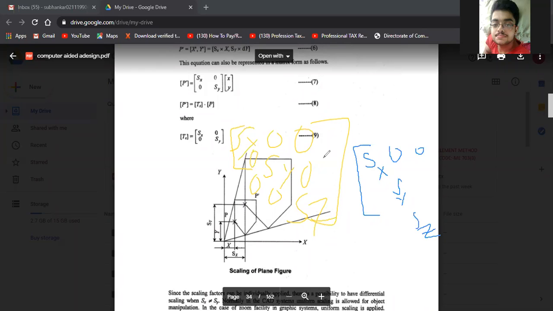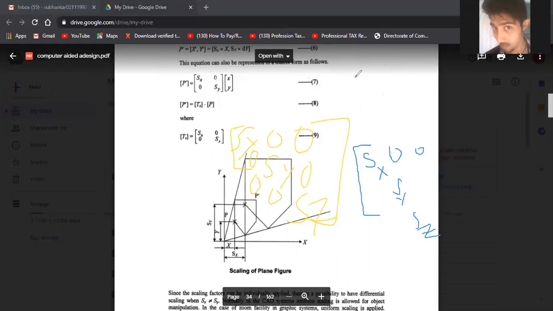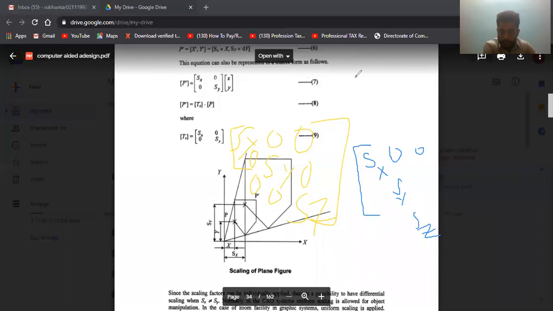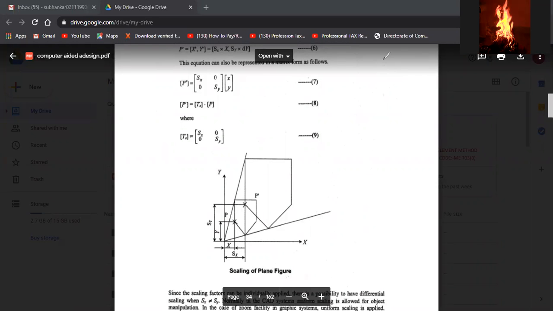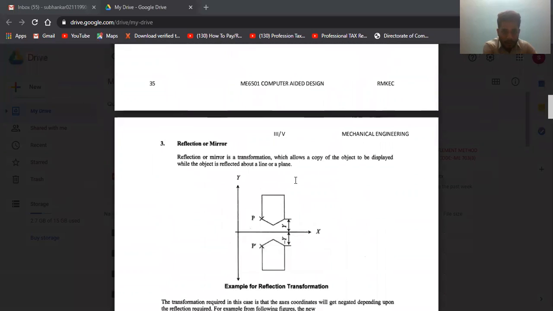Yes, sir. Fine. That is in 3D, if X, Y, and Z components are there. The same will happen for translation also. Clear? If you have any doubt, you can ask. Or should I move forward? Yes, sir. Move forward. Okay, fine. So we are done with scaling. Next is reflection.